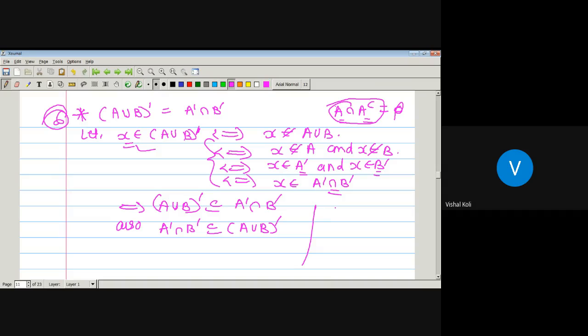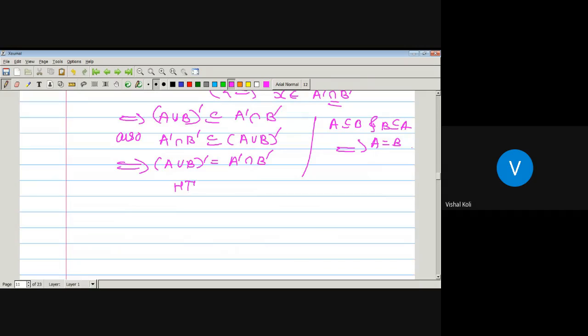Again, we know one property: if A is a subset of B and B is a subset of A, then A must be equal to B. So here A union B complement is a subset of A complement intersection B complement, and A complement intersection B complement is a subset of A union B complement, which implies both are the same. And that is what we have to prove, and hence the required result. Similarly, we can write A intersection B complement is nothing but A complement union B complement. So in this way we can show these 6 properties.